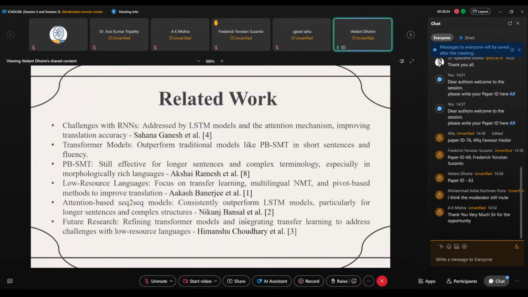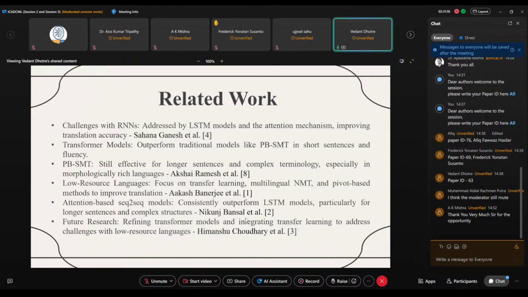Moving on, we also see a focus on low resource languages, mainly English to Tamil, which was focused on by the same researcher, Akshay Banerjee et al. This focus is on transfer learning using multilingual NMT models, and it uses a pivot-based method to improve translation. Now, the attention-based sequence-to-sequence model, proposed by Nikuj Bansal et al., consistently outperforms the LSTM model, particularly for longer sentences and complex structures.